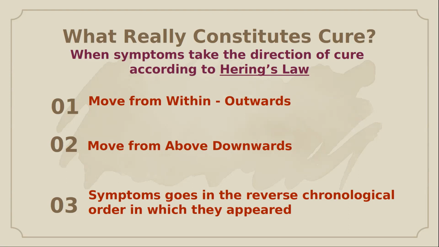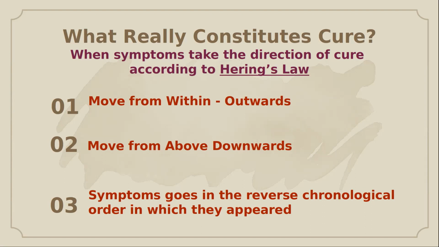The symptoms also move from above downward, like the head, brain, lungs, and then the extremities, the joints, some problem with the tendons. Take the example of a patient who comes to us with thyroid disorders, heart disease and skin complaints. His heart complaints should get better first, and then his skin complaints. So the vital organs should be better first. And the third thing is that the symptoms go in the reverse chronological order in which they appeared. That means the latest symptom, the present symptom, should get better first, and then the preceding symptom.